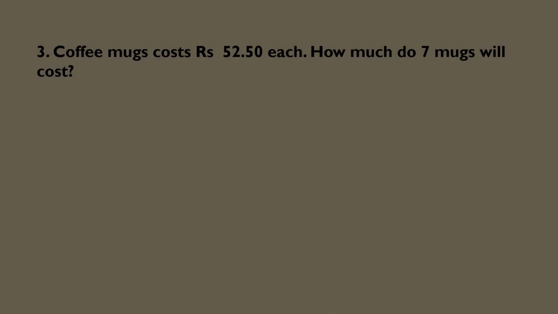Now coffee mugs cost rupees 52.50 paisa each. How much will 7 mugs cost? Now children, here the cost of one coffee mug is given, that is 52 rupees 50 paisa, and you have to find the cost of 7 mugs. So what you will do? You will do the multiplication.